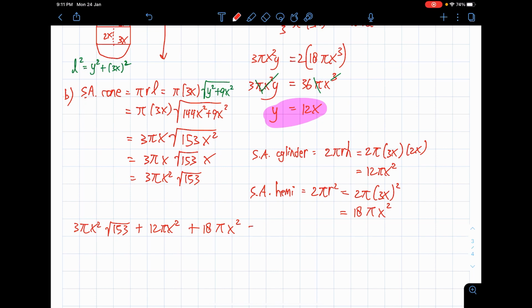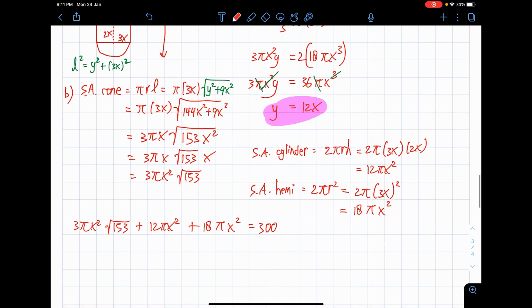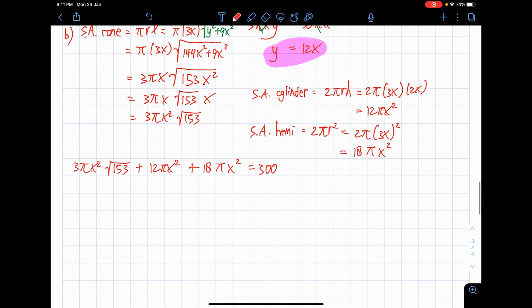Equate to 300. Wow, talk about having a horrible question. Everything is divisible by 3 and also divisible by pi, so I'm going to divide by 3 pi on everything. On the right hand side, I got 100 over pi.